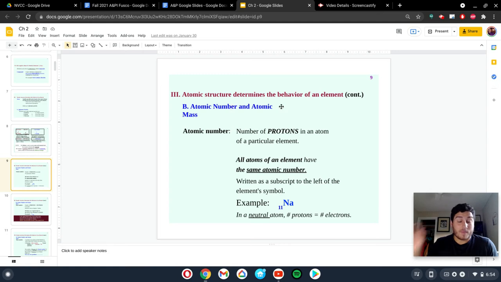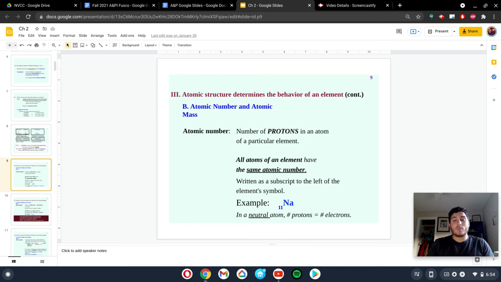Atomic number versus atomic mass. You do need to know the differences between these two things. All atoms of an element have the same atomic number. The atomic number is the number of protons. Example, sodium. Sodium's atomic number is 11. Always and forever, it'll be 11. If you change that number to something else, you will change the element to something else. That is key. That is huge. Sodium is forever sodium when there's 11 protons.